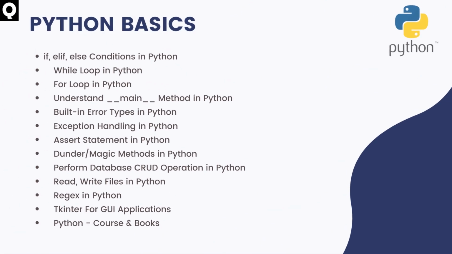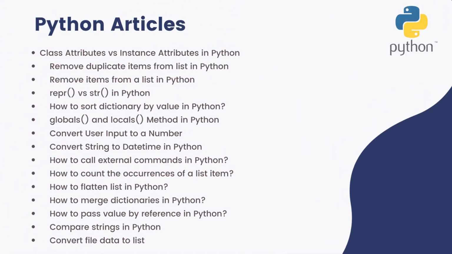Python reserved keywords. Python variables. Variable scope in Python. Python data types. Number type. String type. Python operators. If, elif, else conditions in Python. While loop in Python. For loop in Python.